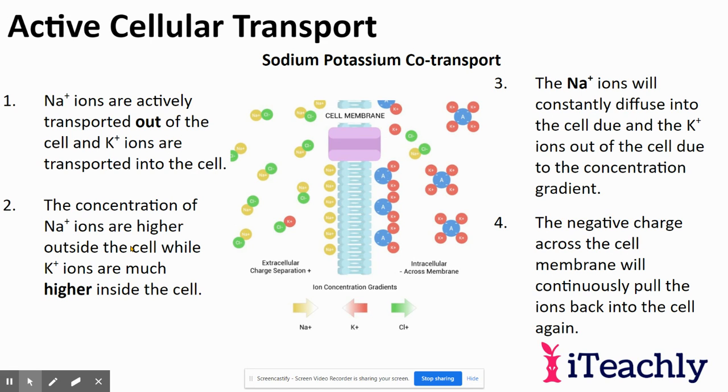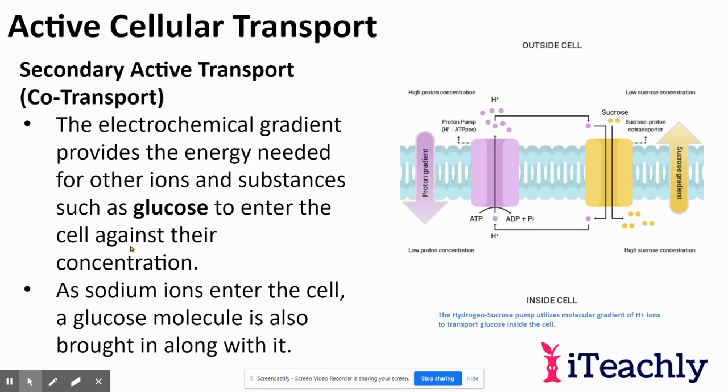Okay, so I think I already did that. I'll skip that. Okay, so this is the electrochemical gradient, and again, this is done with protons. So to create the gradient, it requires ATP, it pulls it across, and then this is the cotransporter. This is what I just showed you.